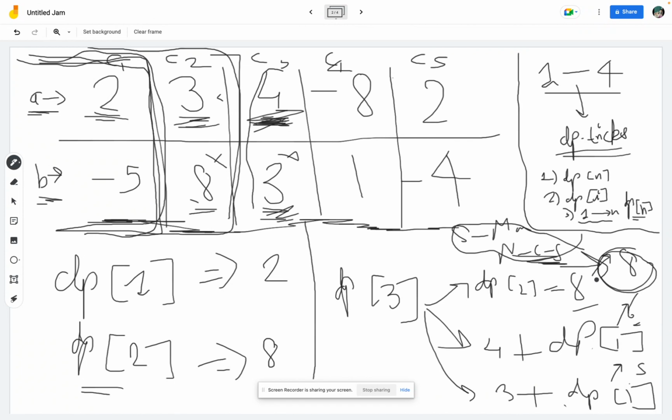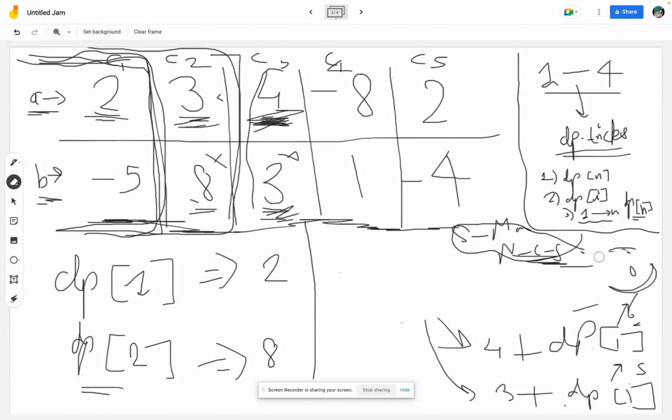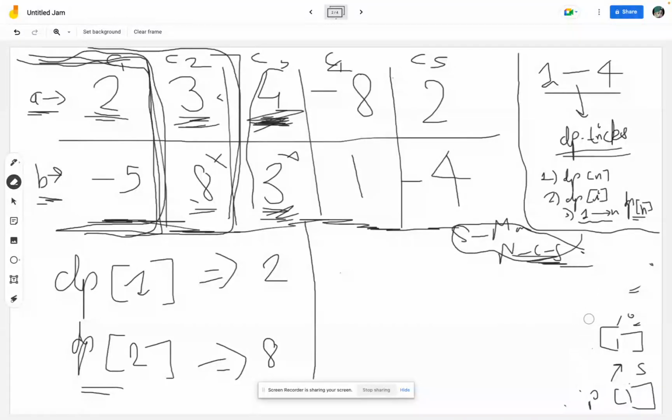So dp of 3 is what? 8 as well. So let me use my eraser. Let us write the dp of 3 value, which is 8. So guys, we know dp of 1, we know dp of 2, we know dp of 3. The final answer will be dp of n. Here n is equal to 5. You can see the fifth column.